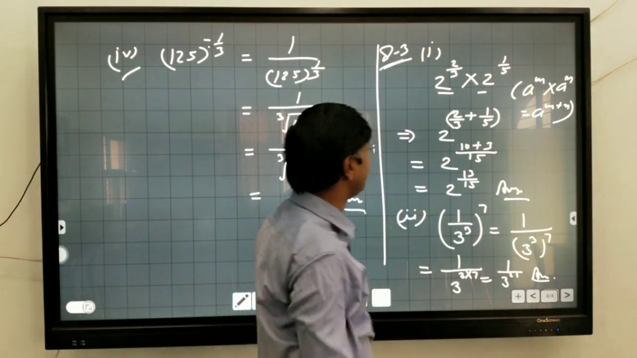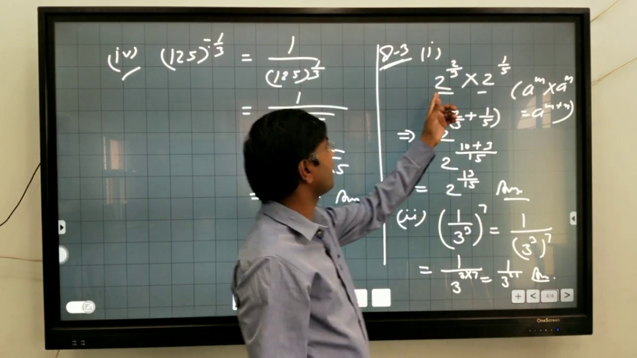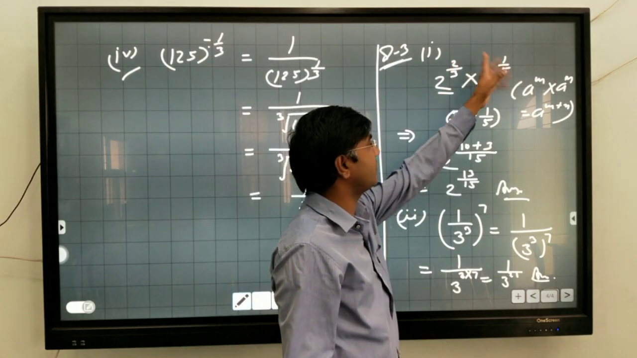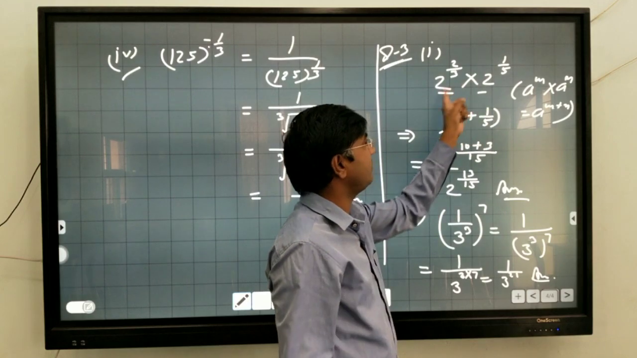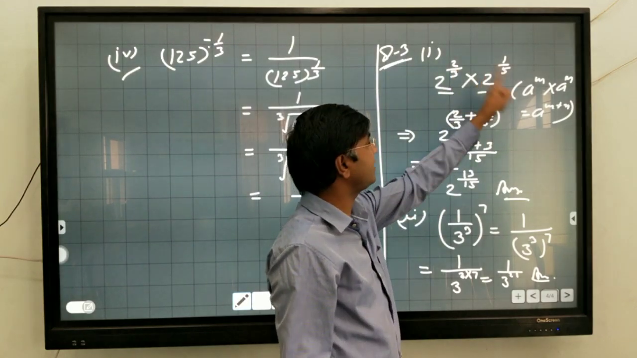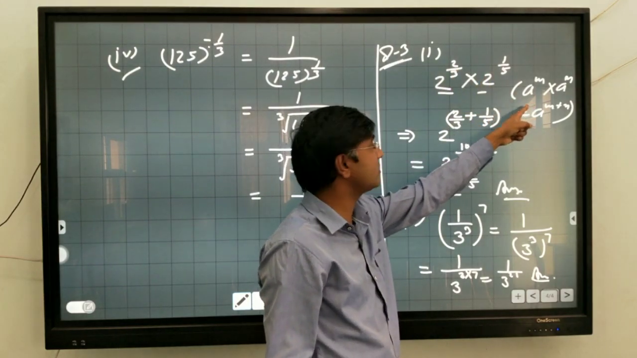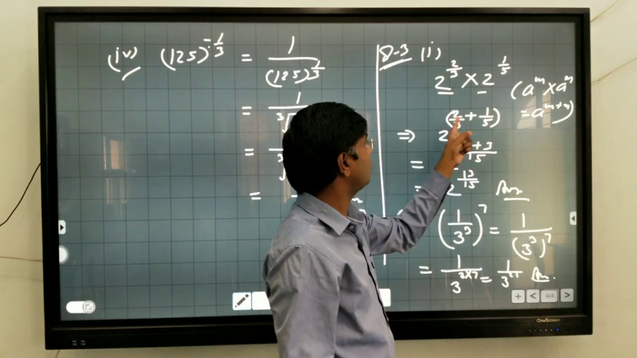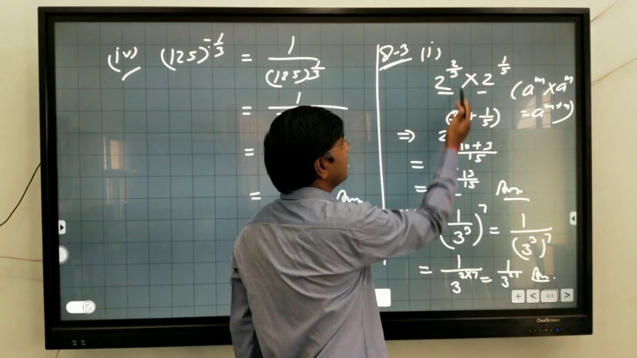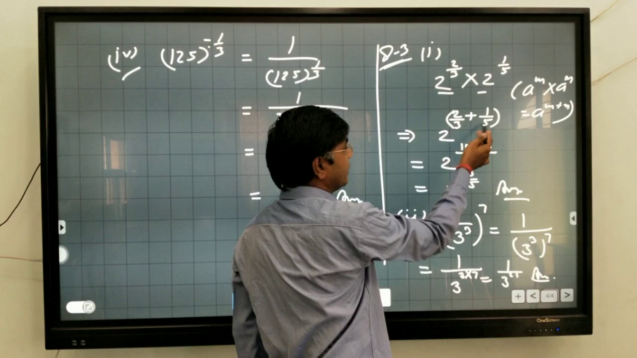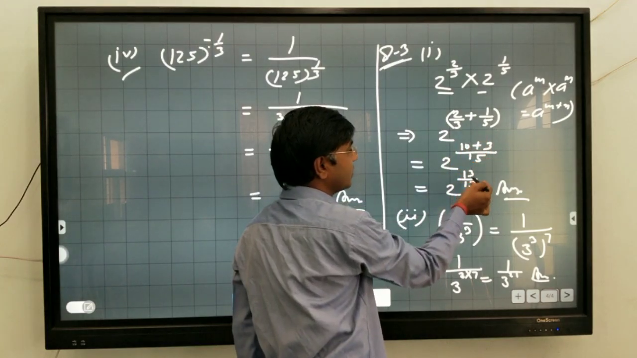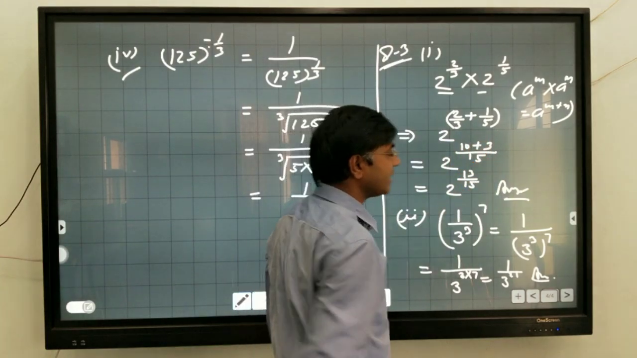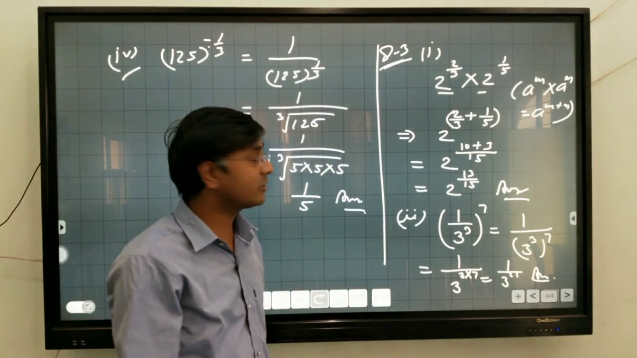Question number 3, first part: 2 to the power 2 by 3 into 2 to the power 1 by 5. Here the base is the same and the powers are different. So using this property, the powers can be added. So write 2 as it is and the powers are added. Take LCM 15: 10 plus 3, 13 by 15. This is the answer, right?